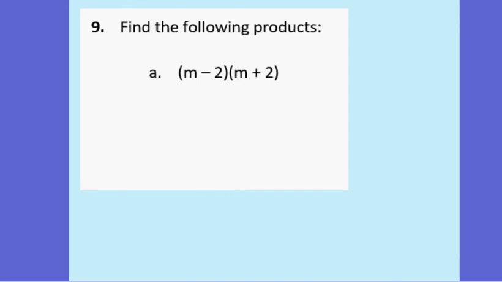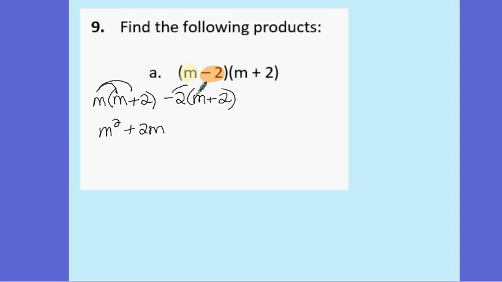For number 9, similar problem. I have my first term, my second term. Let's break them apart. M has to distribute to m plus 2, followed by negative 2 has to distribute to m plus 2. We can now distribute: m squared plus 2m. Negative 2 times m is negative 2m. Negative 2 times 2 is negative 4. Negative times a positive is always negative.